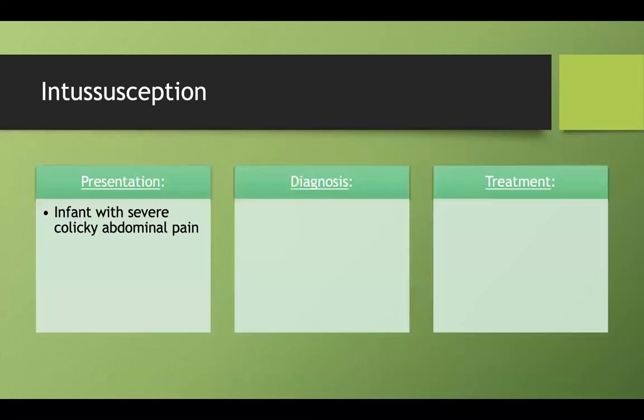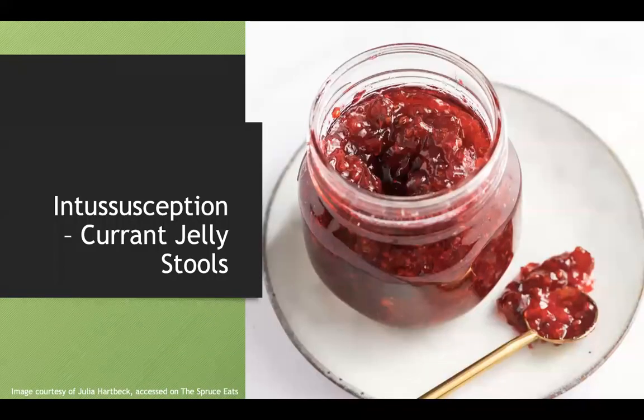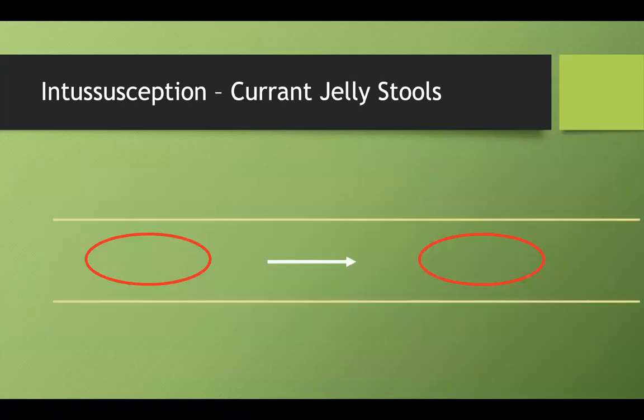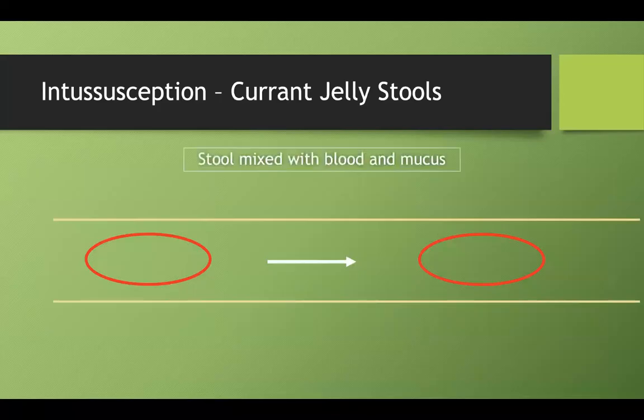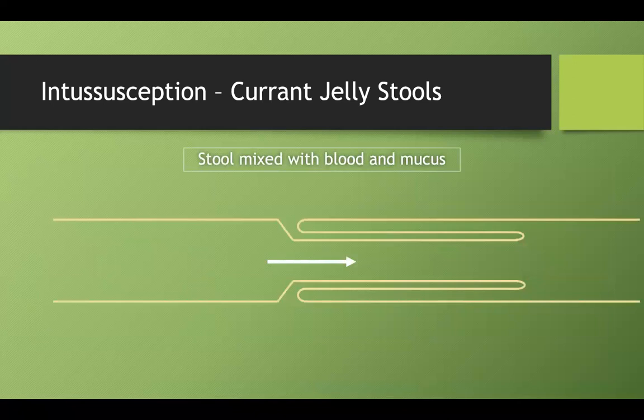So how does this present? You're going to usually have an infant with severe colicky abdominal pain. You're going to have currant jelly red stools. This is a picture of currant jelly, and I want you to realize that it kind of looks like blood and mucus, and that's exactly what it's composed of. If you can imagine that when you're in this process of intussusception, the enterocytes in this section are going to get damaged and they're going to slough off. And when they slough off, you're going to have blood and mucus released, and you'll have that currant jelly stool.